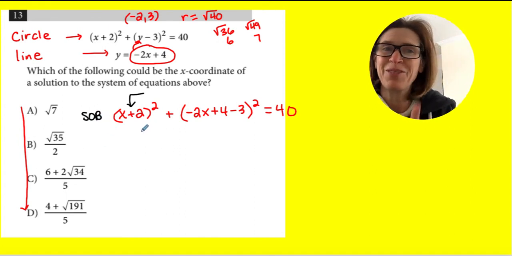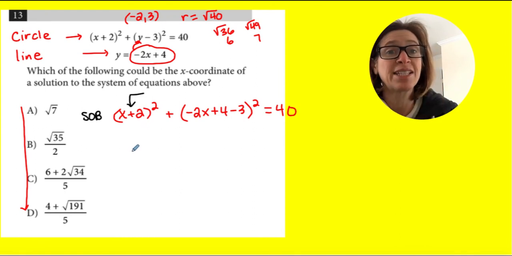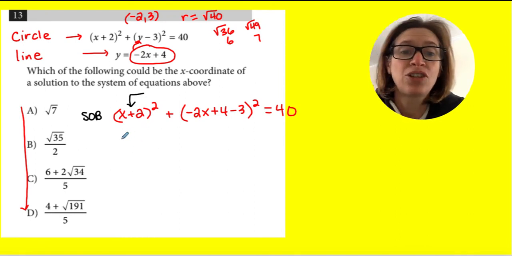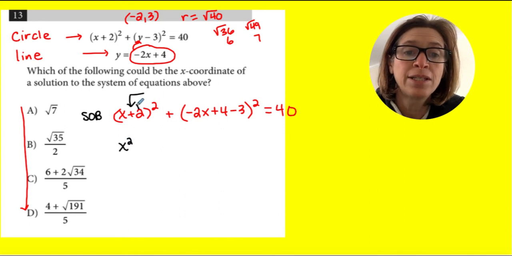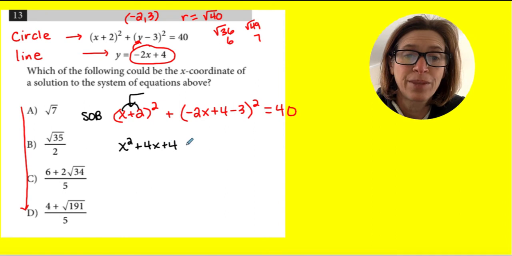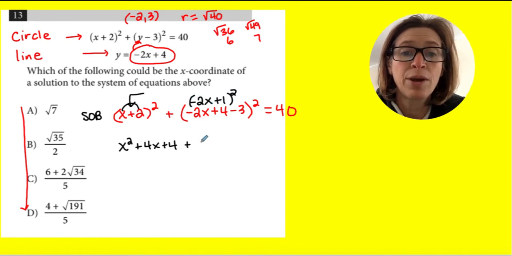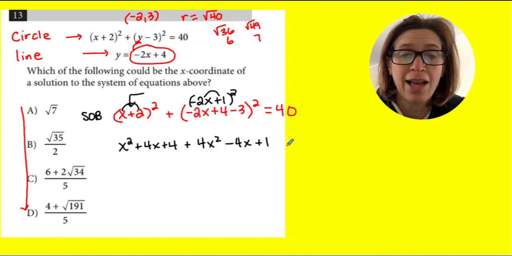If you've watched my videos on perfect square trinomials for this test, you really want to know the shortcut: square the first term, double the inside product, square the last term, plus. So now this one I'm going to simplify to (-2x plus 1), and that's squared. I'm going to square the first term, which is 4x squared. I'm going to double the inside product, so that's -4x. I'm going to square the last term, and that gives me 1, equals 40.